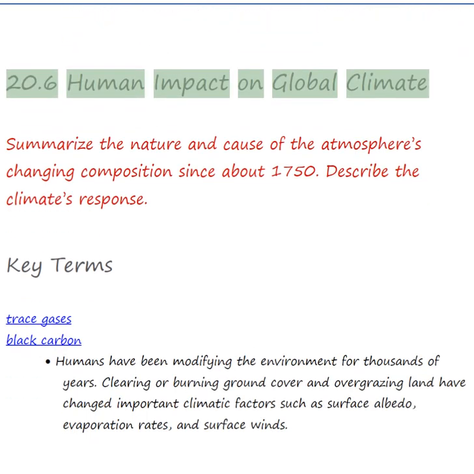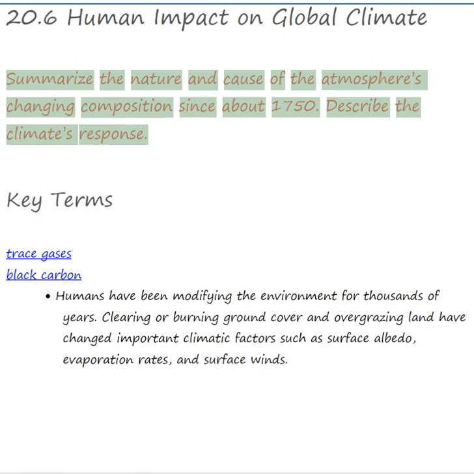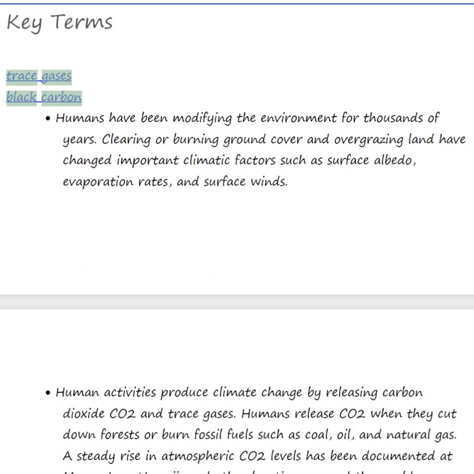20.6 Human impact on global climate. Summarize the nature and cause of the atmosphere's changing composition since about 1750. Describe the climate's response. Key terms: trace gases, black carbon.